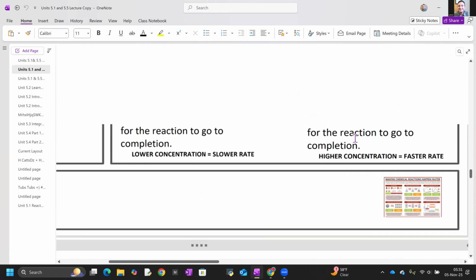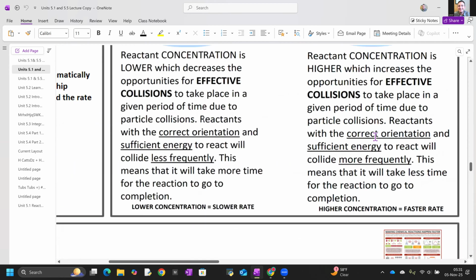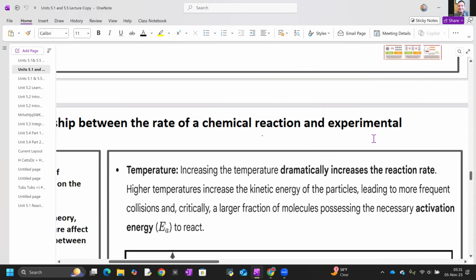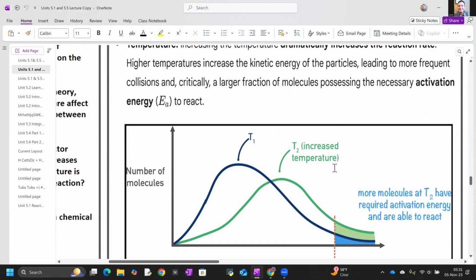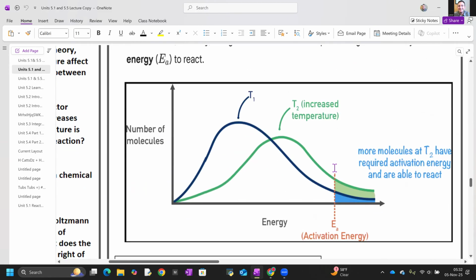We said over here before, we said sufficient energy. When we say sufficient energy, we're referring to the activation energy. So the particles have to have the correct orientation, but the reactant particles also have to have sufficient energy. And that energy, if we give it a name, is called the activation energy.